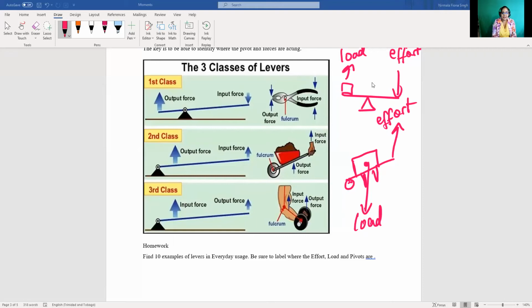So I want you to get 10 examples. Yes, you can get 10 examples because we have Google. If you didn't know about it, you could say, oh, I didn't know that was a lever. So get 10 examples of everyday levers, right? Levers in everyday usage. You can get up to 10. And you can either draw or print out those 10 examples and identify where the pivot is, where the load is, and where the effort is.